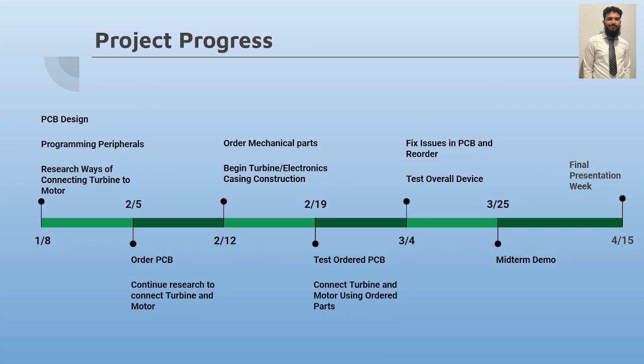In terms of our project progress plan, we plan on ordering our PCB by February 5th, and in the meantime working on our physical parts of the project, such as connecting the turbine to the motor using a shaft, a flange, as well as bearings. And we plan on having everything complete by March 4th.